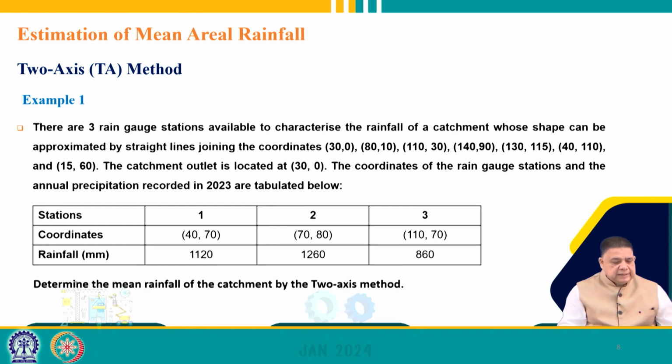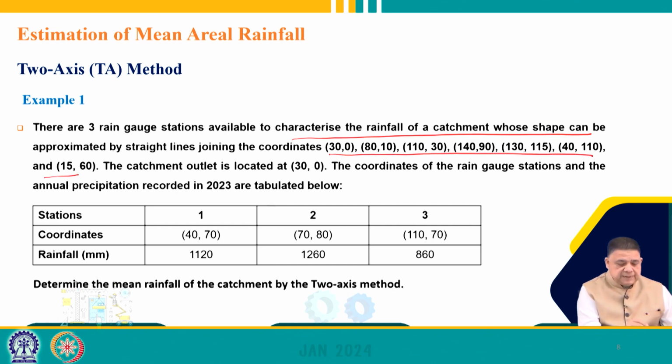Now, coming to an example, there are 3 rain gauge stations available to characterize the rainfall of a catchment whose shape can be approximated by straight lines joining the coordinates. These are the coordinates given of the boundary of the catchment, and also the catchment outlet location is given, that is, it is located at one of the points.